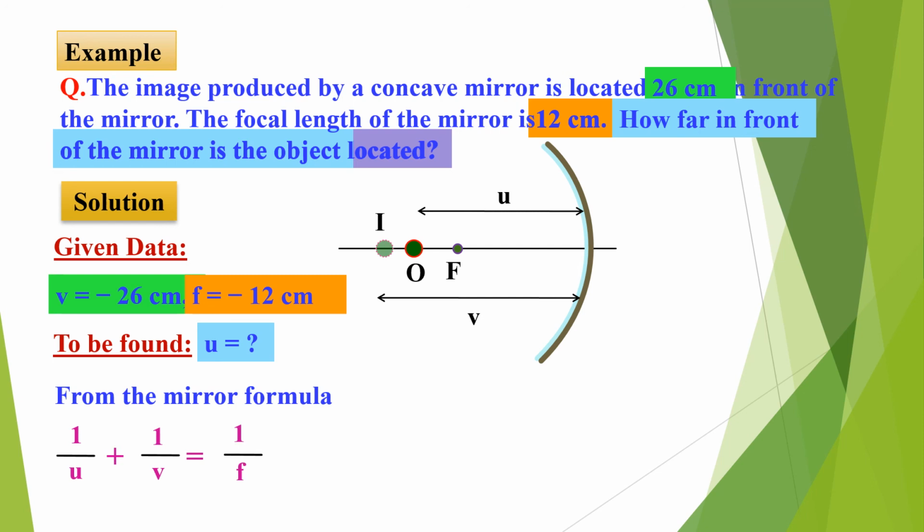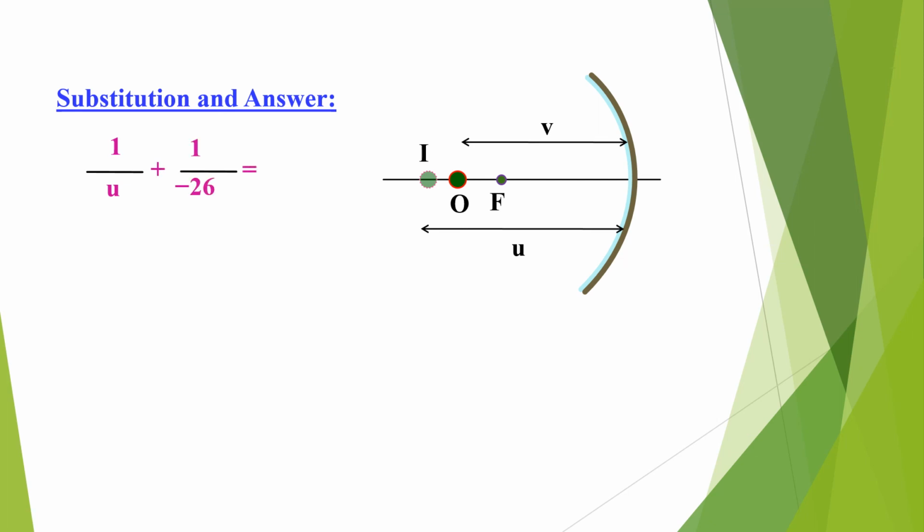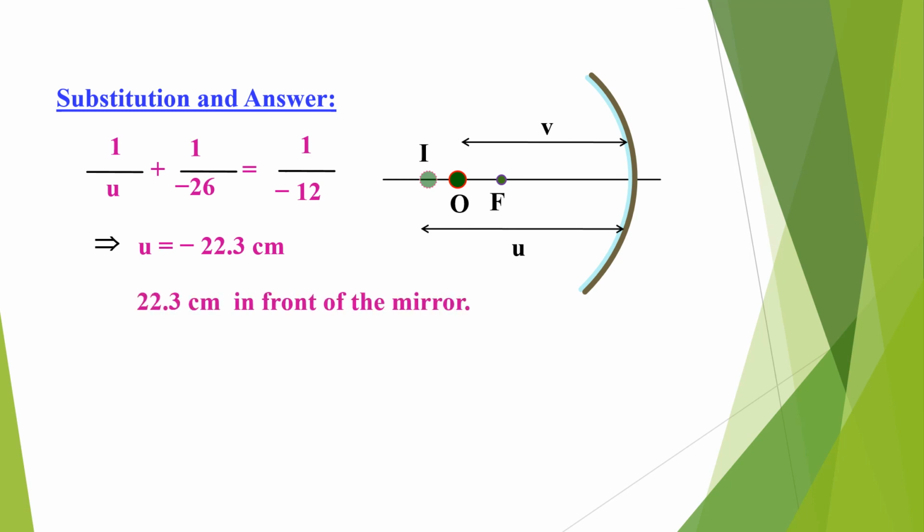So from the mirror formula, 1 by u plus 1 by v is equal to 1 by f. Substituting and getting the value: 1 by u we need to determine, plus 1 by v is given as minus 26, is equal to 1 by focal length, that is minus 12. By substituting, we are getting u as minus 22.3 centimeter. So 22.3 centimeter is in front of the mirror because of the negative sign.